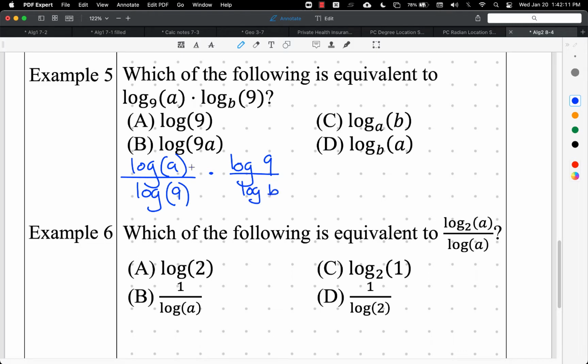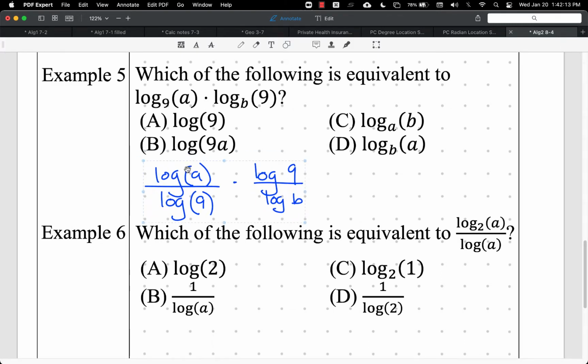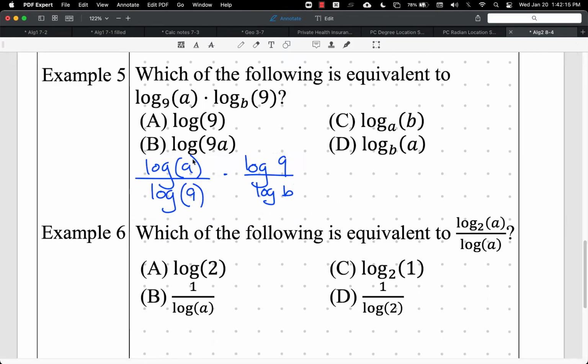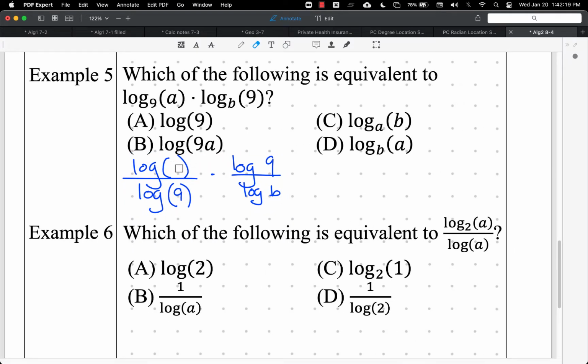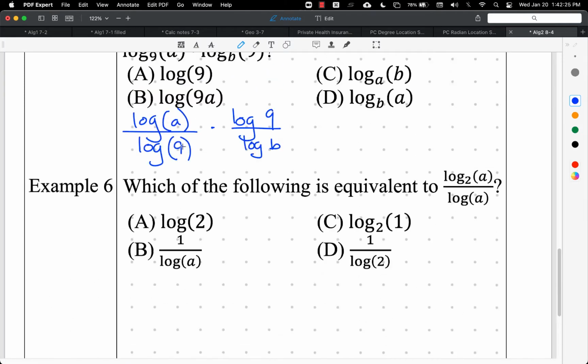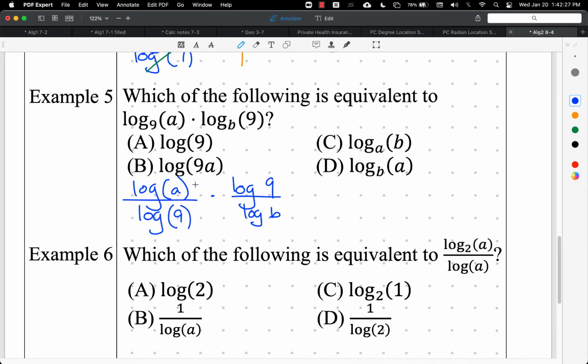I'm realizing my A's and 9's look way too similar, so let me be careful about my handwriting here. Is it going to let me select? I have to go to the eraser tool. I don't know why the parentheses got deleted. If I scroll down and back up, it'll reappear. Magic.